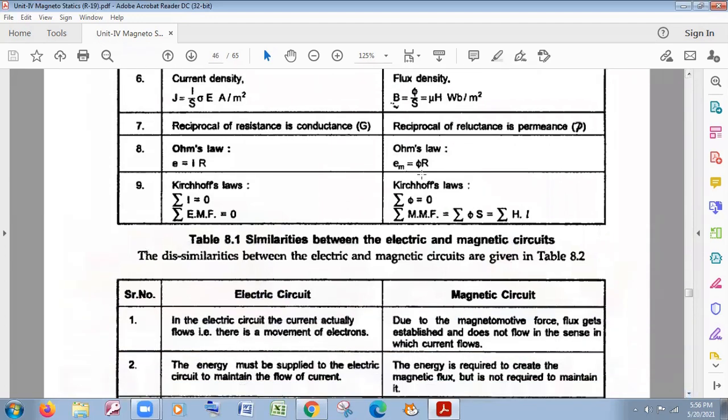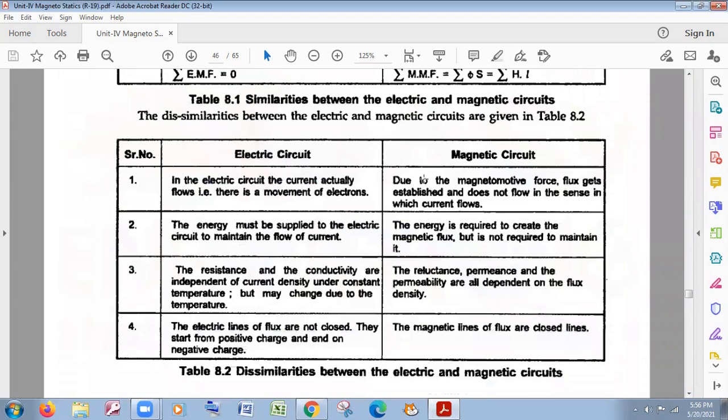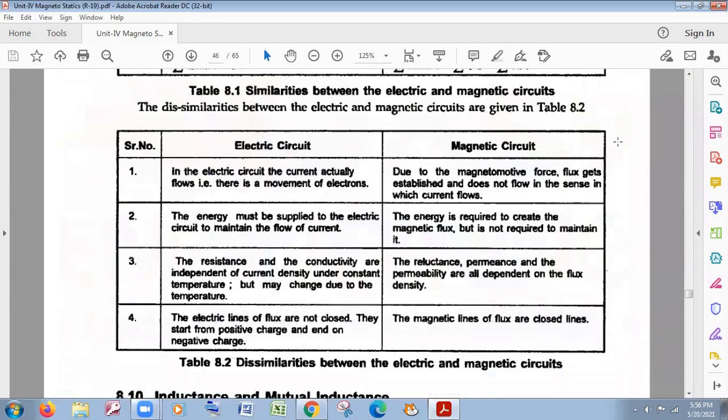So there is a difference between electric and magnetic circuits. In the electric circuit, the current actually flows; that is, there is a movement of electrons. In the magnetic circuit, due to the magnetomotive force, flux gets established and does not flow in the sense in which the current flows.